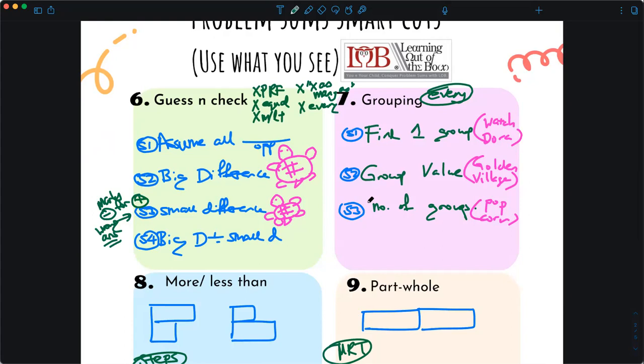It can be solved using 3 steps. So it is actually step 1, find one group.